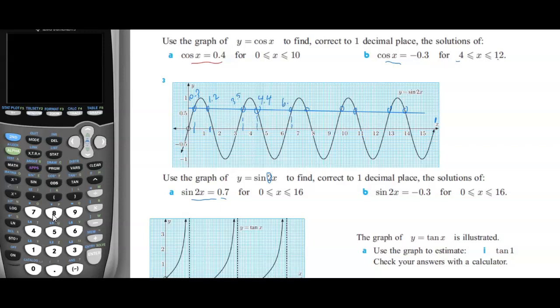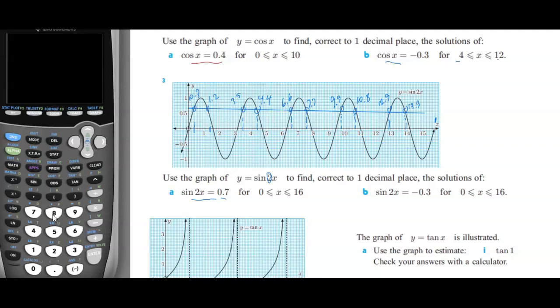This may be 6.6, 7.7, 9.9, 10.8, 12.9, like 13.9. Okay, so how many solutions is that? 1, 2, 3, 4, 5, 6, 7, 8, 9, 10 solutions for sine 2x equals 0.7.